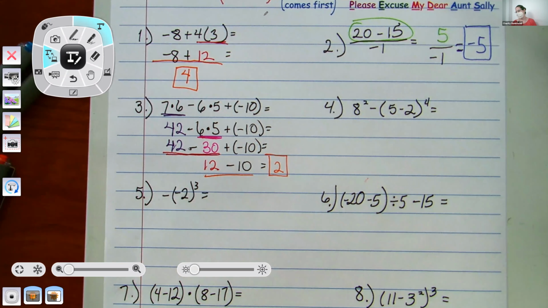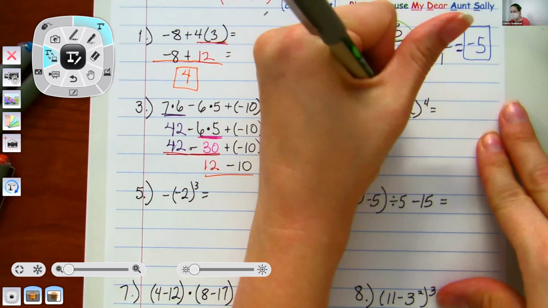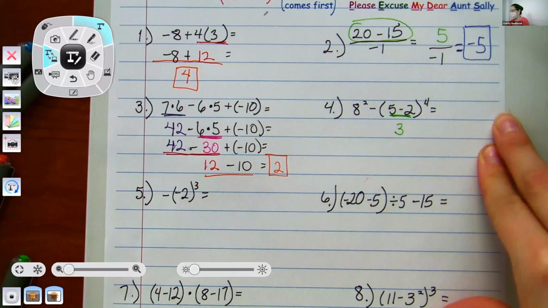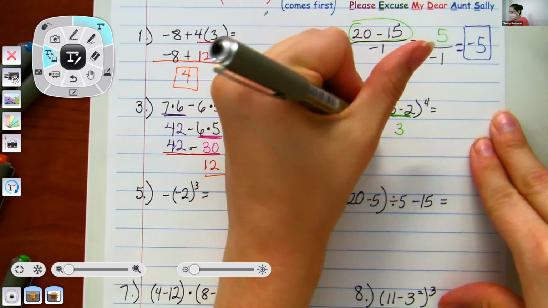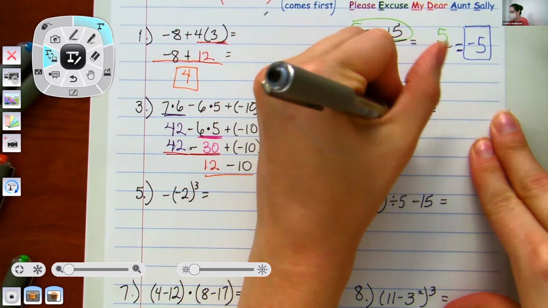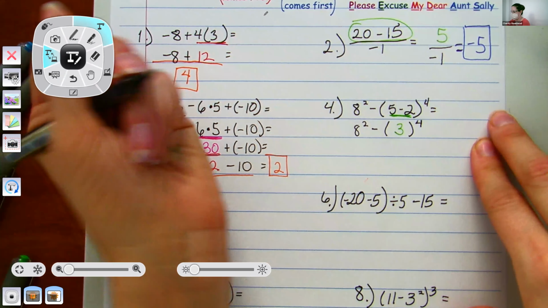Number 4. In this case, I do have something on the inside of the parentheses that I need to actually do, which is 5 minus 2. 5 minus 2 equals 3. And then I'm just going to bring everything else down. So I have 8 squared minus parentheses 3 to the 4th power. And then the next thing I need to do is exponents.